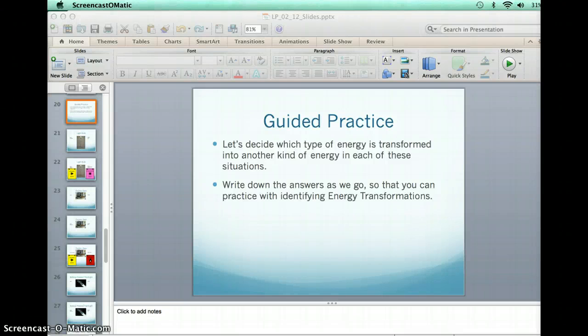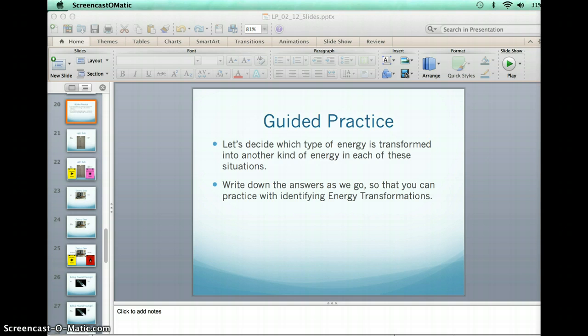Okay, so we're going to do some practice with identifying the types of energy transformations that are occurring in different situations. So what you're going to do is on your note sheet where it says Energy Transformations Guided Practice, you're going to fill out this chart with me as we go through each example.